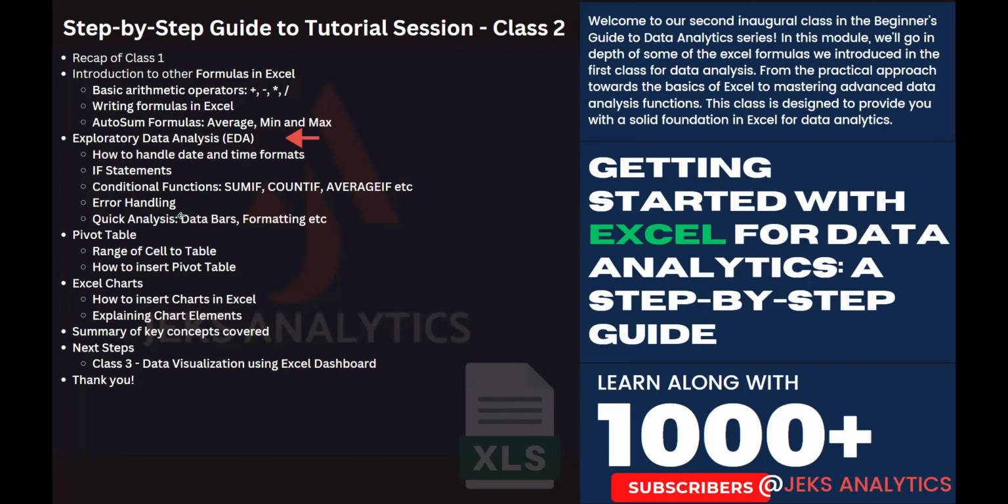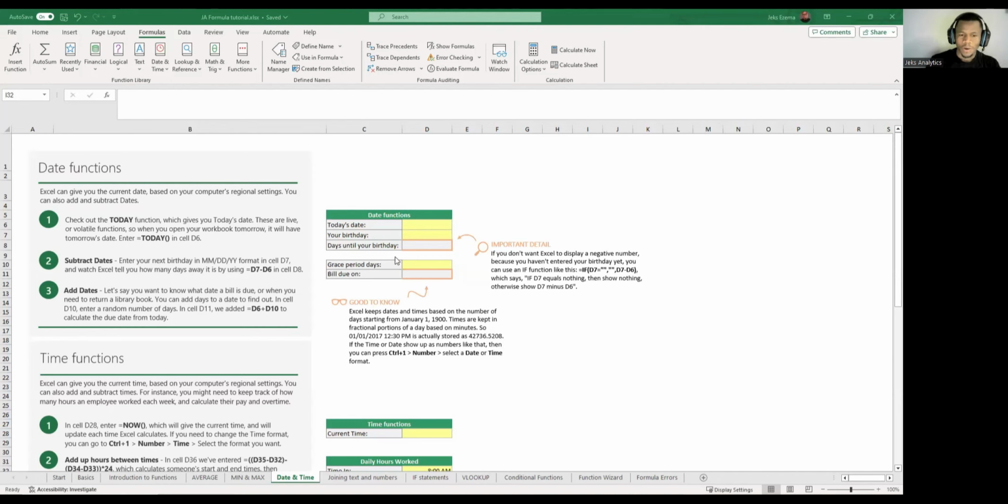Then we'll also see how we handle errors: the name error, the function error, the value error. How do you know your error, and how do you work around your errors? From there, we'll begin to see how we can apply some quick analysis from our range of cells before we move to the next thing. Like I said, the instructions on the left-hand side are pretty straightforward, so we'll follow the instructions one by one and see how we get to a desired result.